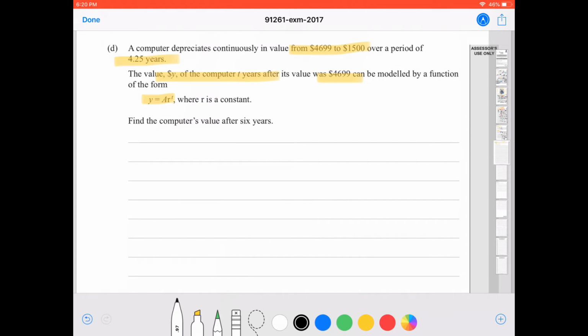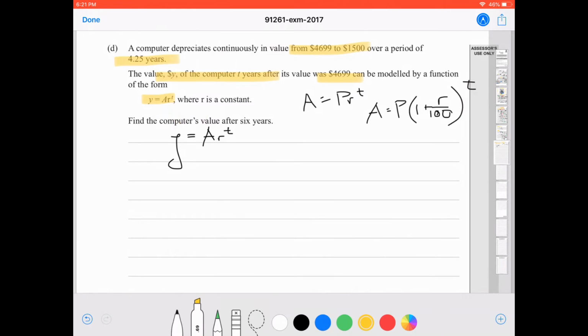So that's your compound interest formula. You might have seen as well, there's a few different ways of writing it. You could say A equals P R T, obviously the variables change, but it's the same formula. You might also have A equals P times 1 plus R over 100, raised to the power of T. Okay, so we've got y equals A r to the t. And it says find the computer's value after 6 years. So we are finding y.